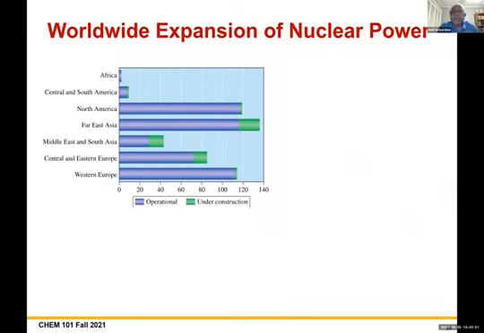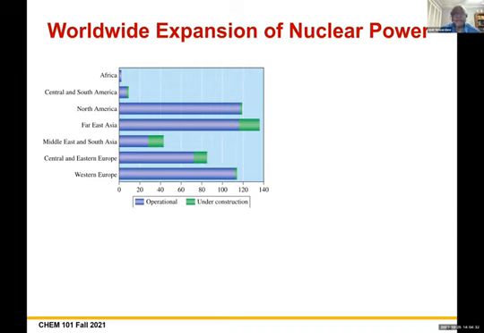Now, some countries are trying to expand or use more nuclear power. One of them is Far East Asia, including China. Other countries are in the Middle East and Southeast Asia. Central and Western Europe are also trying to increase nuclear power. So eventually my feeling is we're going to increase nuclear power, because there's no other way we can produce more electricity without burning coal.